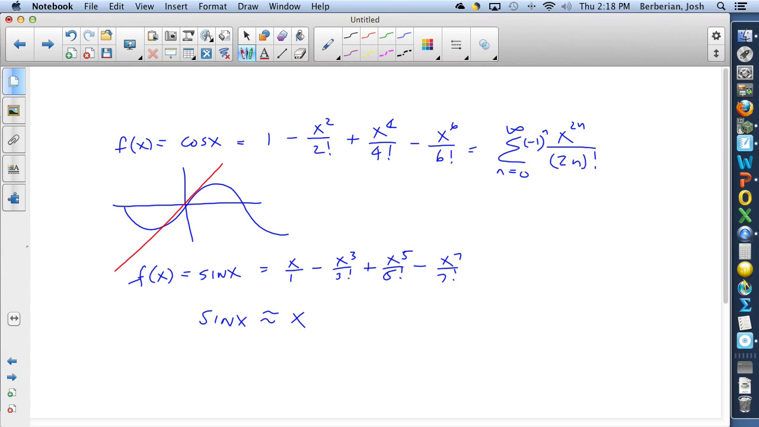So my error here at most could be equal to the next term. Right, and that should be non-zero, so the 9th degree term. And that should sound a little like the alternating series remainder. Yes. However, the alternating series remainder.